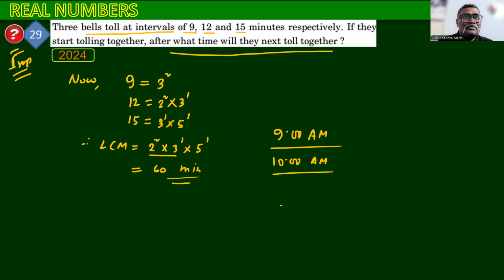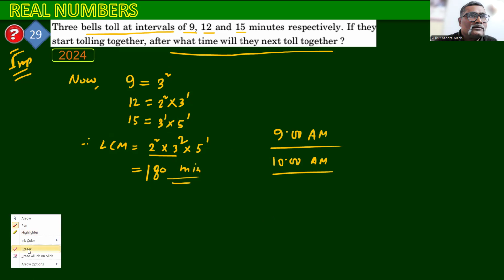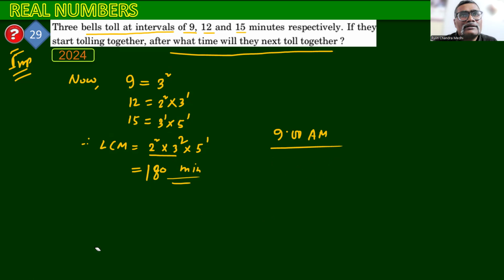Another question which we can derive from here. There is a mistake. Oh, sorry, dear students. I considered this as 2, but it is not 2. 2 will be there. I'm very sorry. It is 180 minutes. I take my words back. It is 180 minutes. 180 minutes means 3 hours.